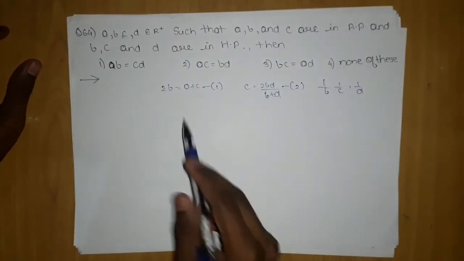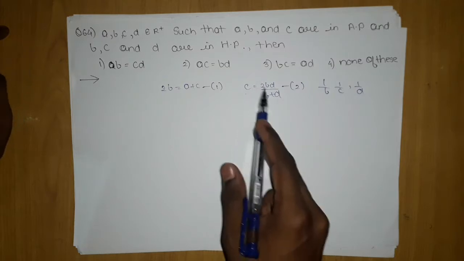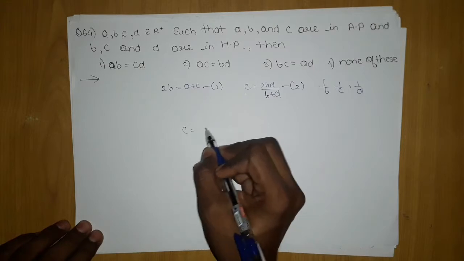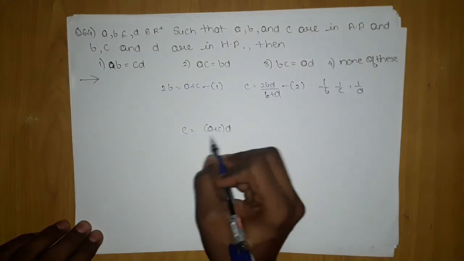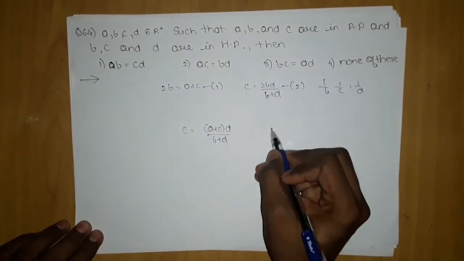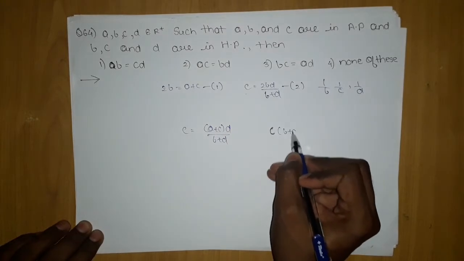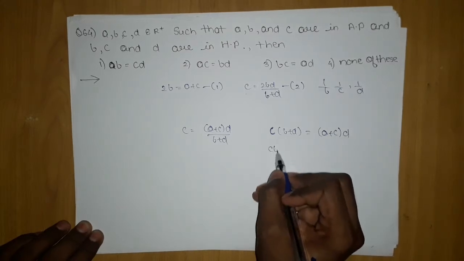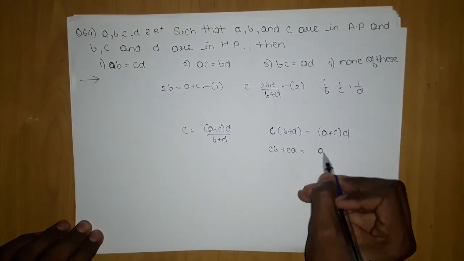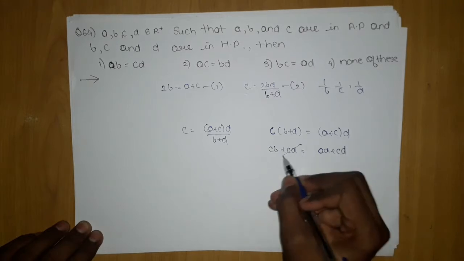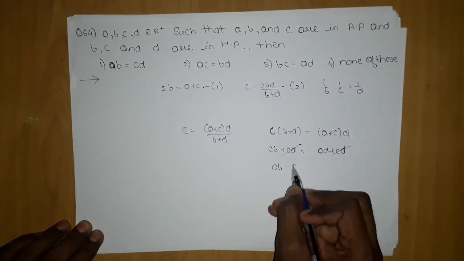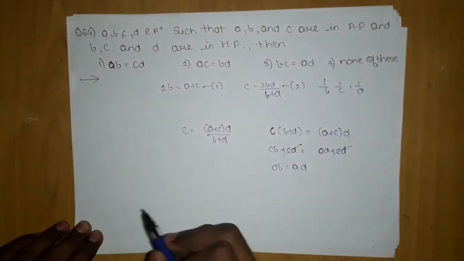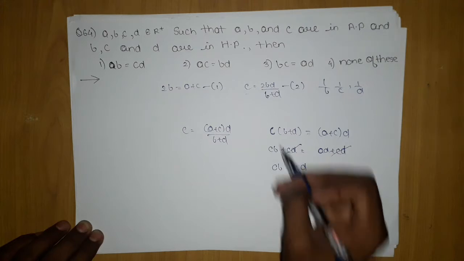Can I substitute 2b equals a plus c here? It is a very easy question. c equals (a plus c) into d upon b plus d, and here you can clearly see c into (b plus d). If I move it that side, (a plus c) into d, cb plus cd equals ad plus cd. Here you can see cd will cancel out. cb equals ad. Is there any option? Yes, there is an option: bc or ad. Option 3 is the answer.